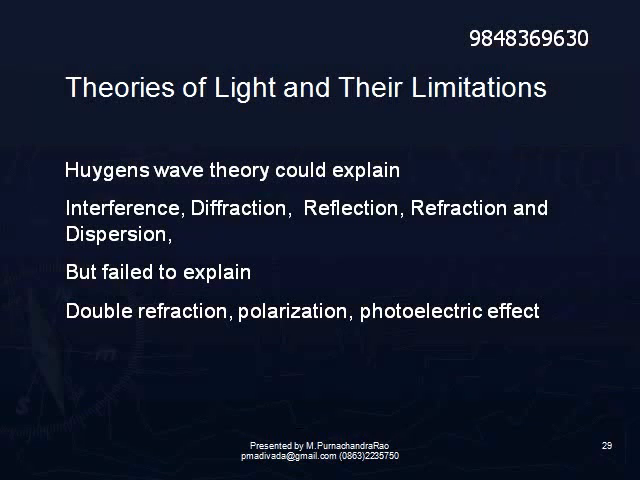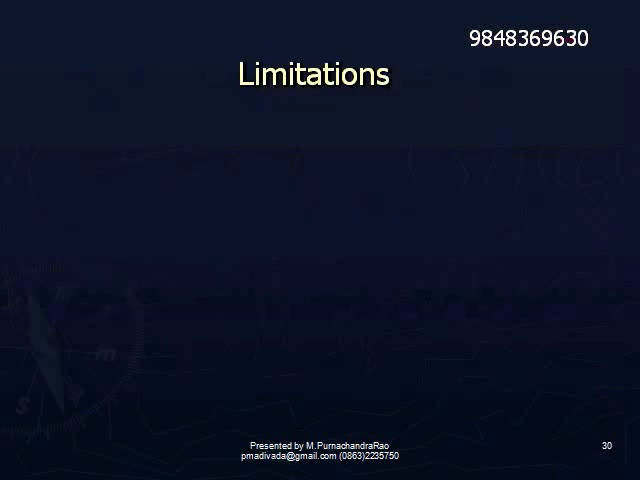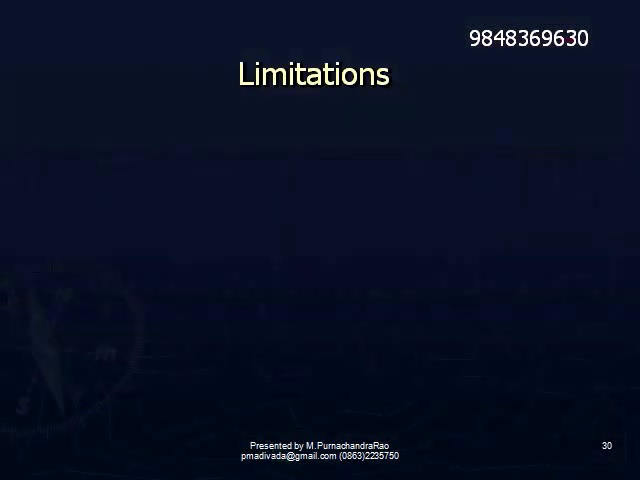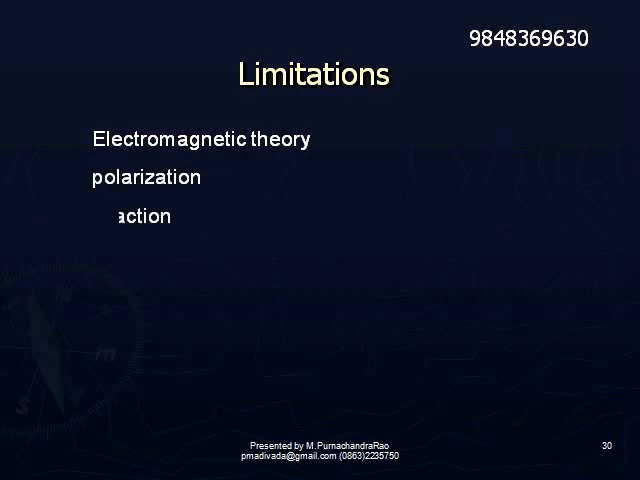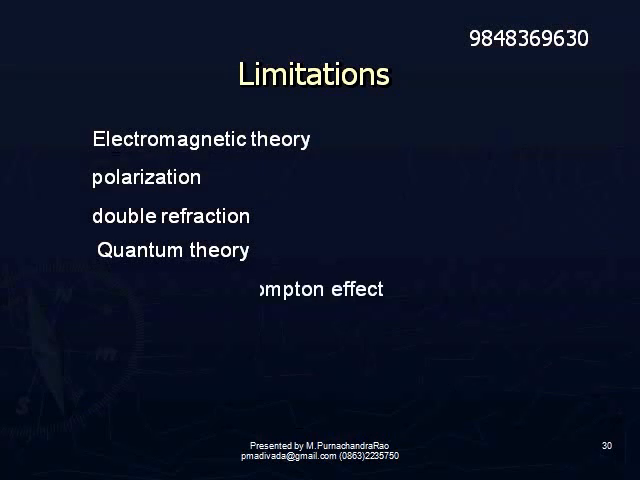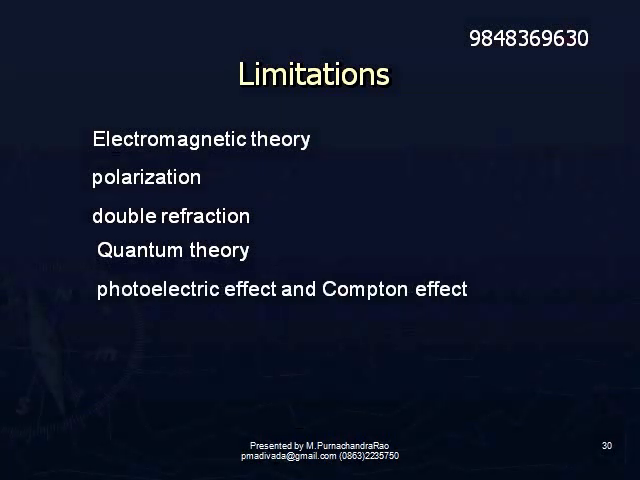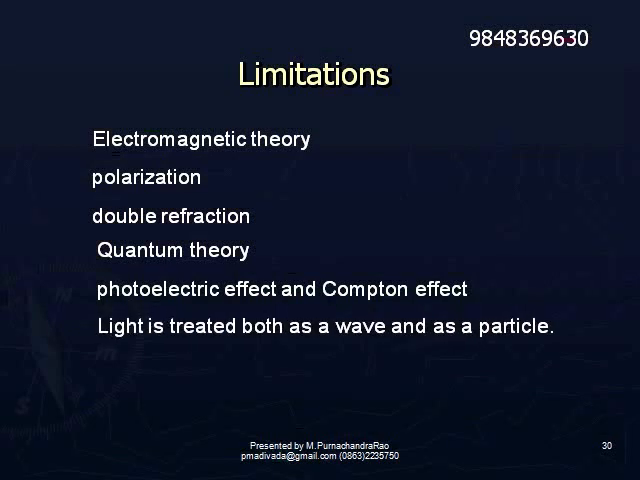Let us pass on to the limitations of other phenomena. Electromagnetic theory could explain polarization and double refraction, and it proved that light is a transverse wave. And then it could not explain photoelectric effect and Compton effect. That was done by quantum theory. Quantum theory could explain photoelectric effect and Compton effect.